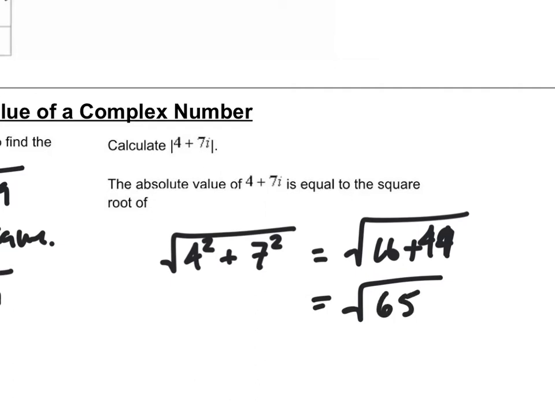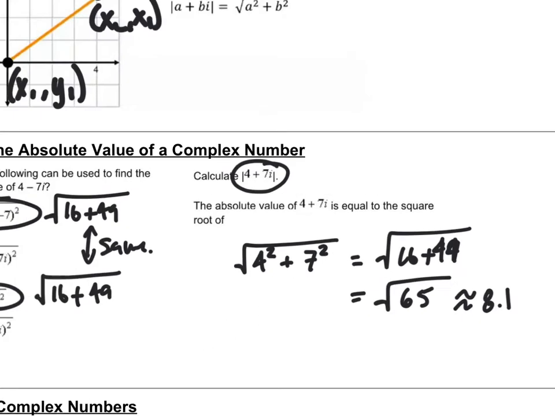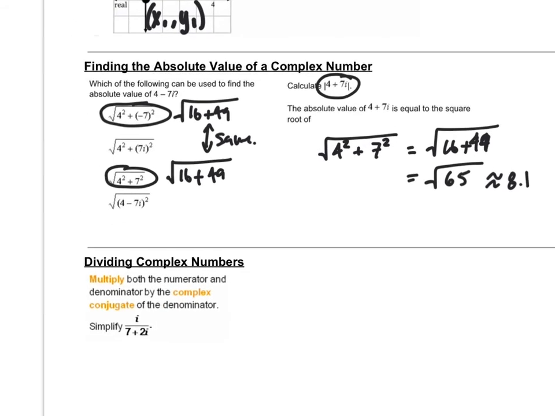So the absolute value of this number, the distance from this number to 0, is the value of the square root of 65. And 65 is not a perfect square. It's approximately like 8.1 or something like that. It's nothing crazy, but that's the number that we've got.